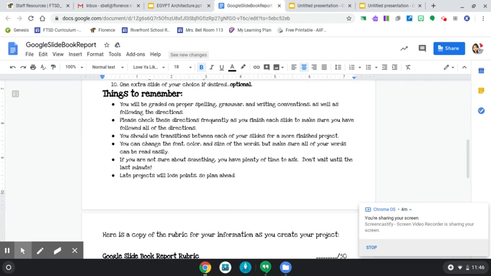All right, things to remember. You will be graded on proper spelling, grammar, and writing conventions, as well as following the directions. As always, this is not different from any other project we have done. Please check these directions frequently as you finish each slide to make sure you have followed all of the directions. You should use transitions between each of your slides for a more finished project. You can change the font, color, and size of the words, but make sure all of your words can be read easily.